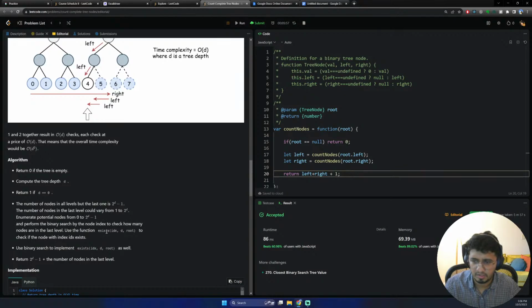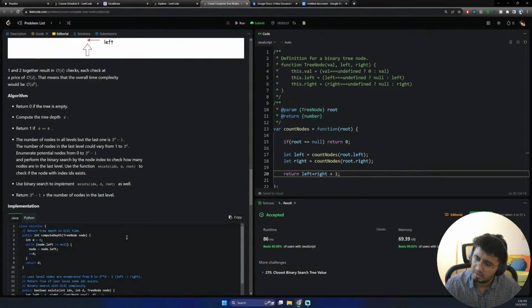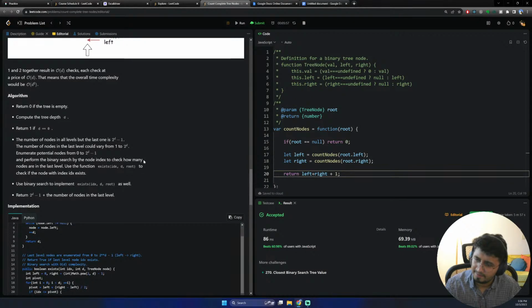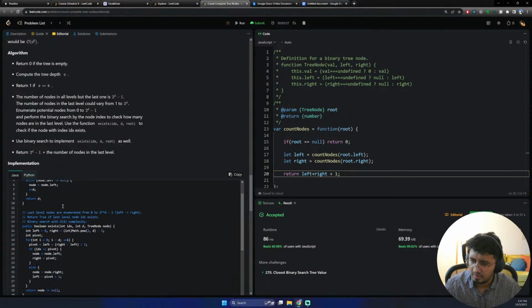Use the function access(idx, t, root) to check if the node with index idx is accessible. Use binary search to implement access as well. Return 2 raised to d minus 1 plus the number of nodes in the last level. Compute depth.